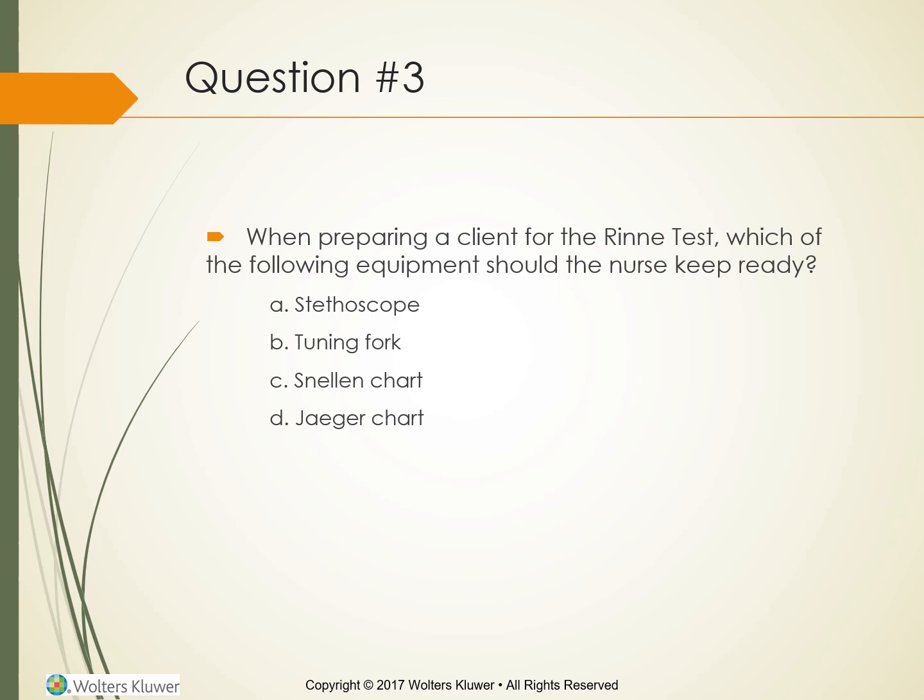When preparing a client for the Rinne test, which of the following equipment should the nurse keep ready? Is it a stethoscope, a tuning fork, a Snellen chart, or a Jaeger chart?